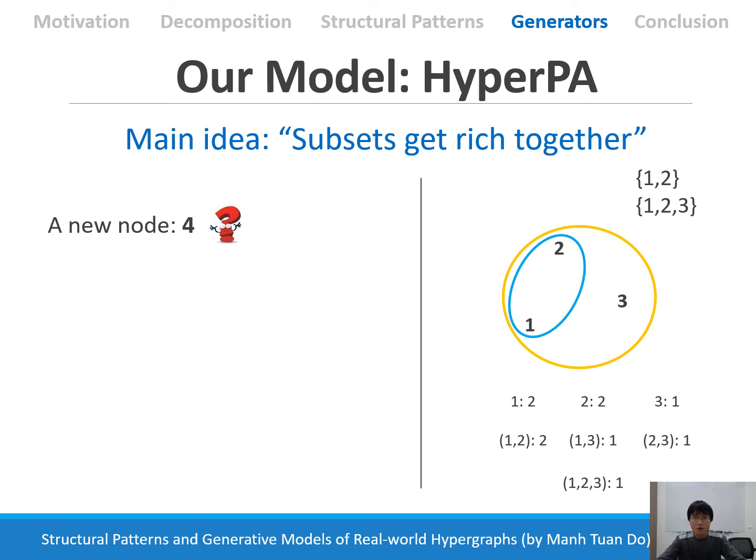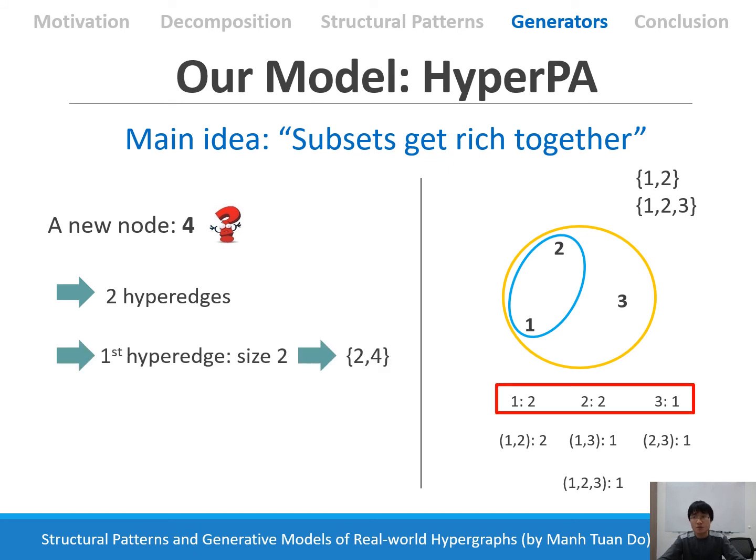Now, HyperPA will repeatedly grow the hypergraph by introducing new nodes and new hyperedges. Suppose here a new node arrives, node number 4. It will first determine the number of new hyperedges that it will form with the existing nodes. And in this case, node 4 will form 2 new hyperedges. The size of each hyperedge will be sampled from a predetermined distribution. And in this case, for the first hyperedge, the size is sampled to be 2. So node 4 needs 1 more node to join the new hyperedge with.